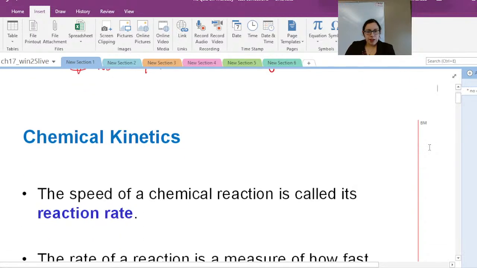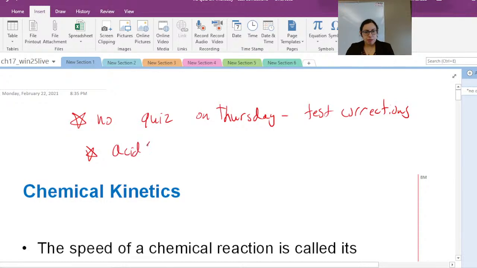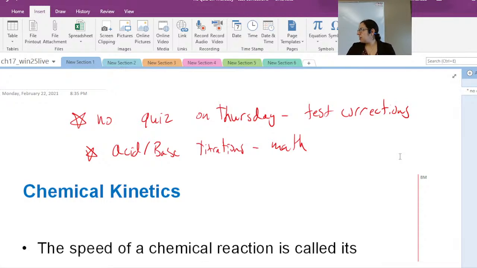All right, and then we're starting chapter 17, so we'll probably also do the acid-base math, the titrations on Thursday as well, towards the end of class. So again, just hang on to those labs, and we'll do the pre-lab 7 together. After we do pre-lab 7 together, you should be able to do the post 7 and 8 after that. All right, any questions on where we're at and everything?